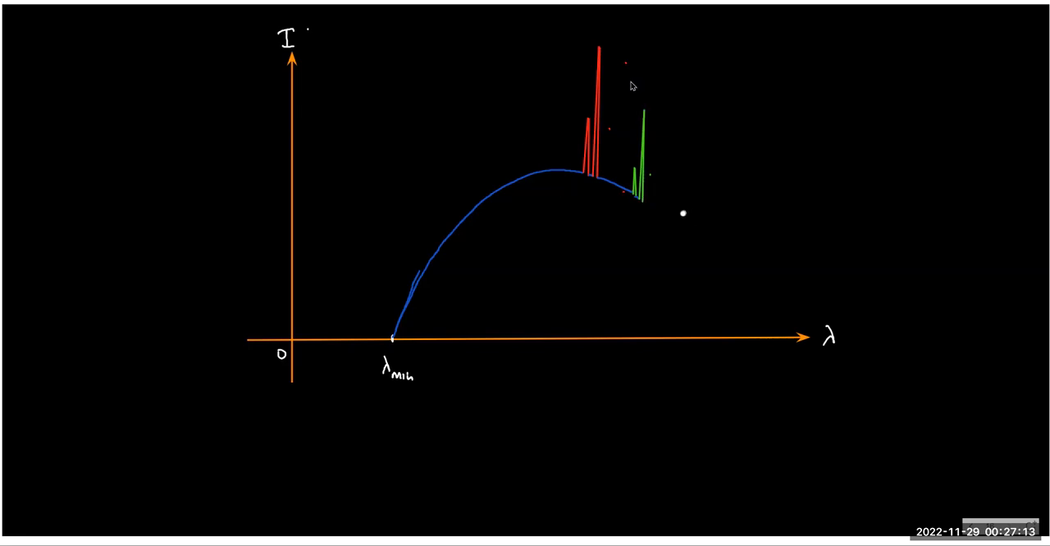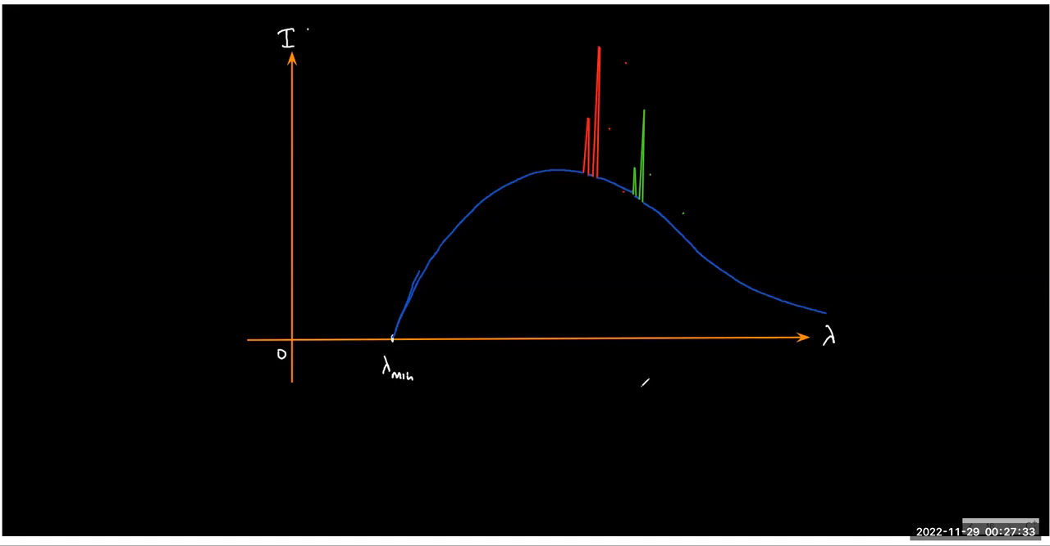And then again, the blue graph will continue. You will get many spikes, but the first two spikes are prominent. Other spikes, you need to really zoom the graph to see. So this is the typical X-ray graph.